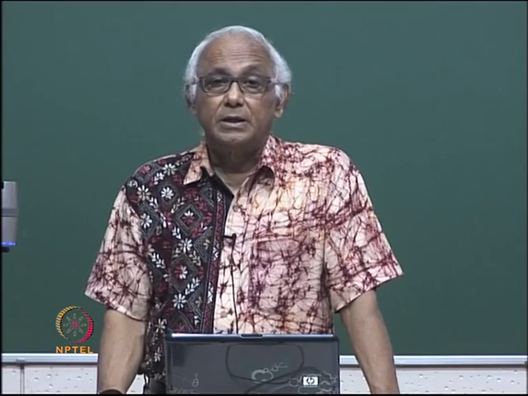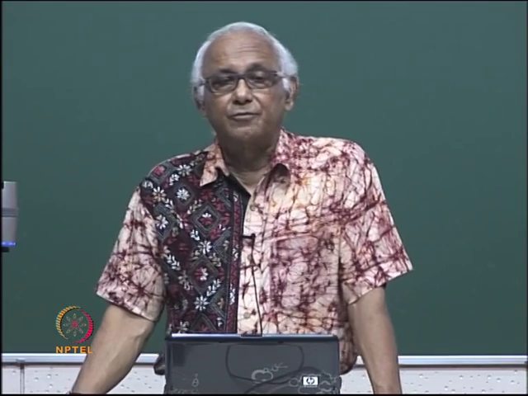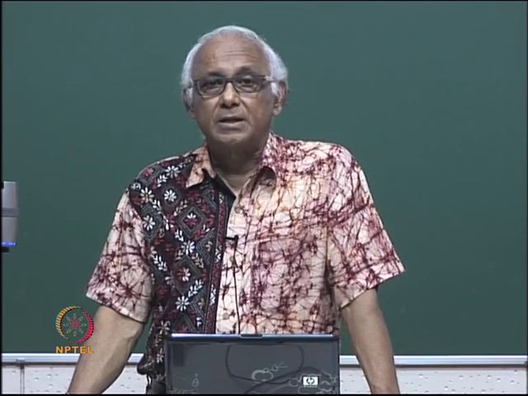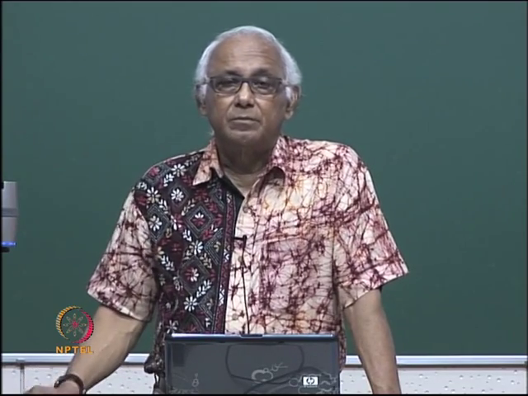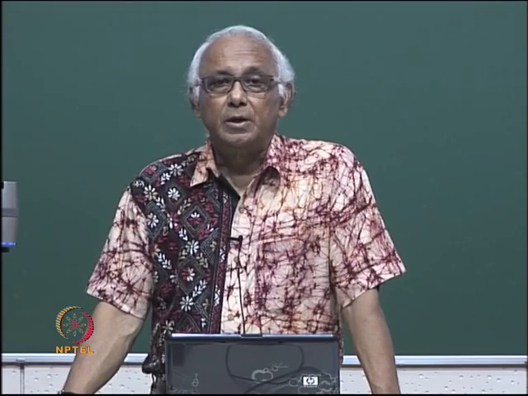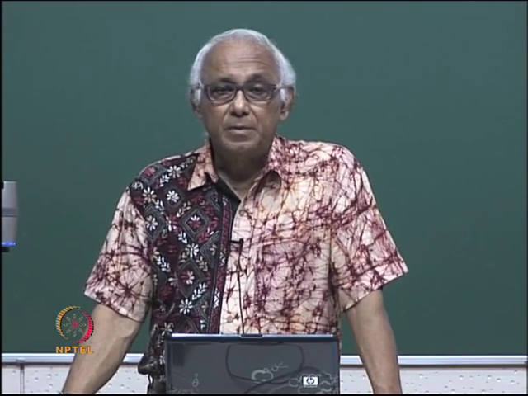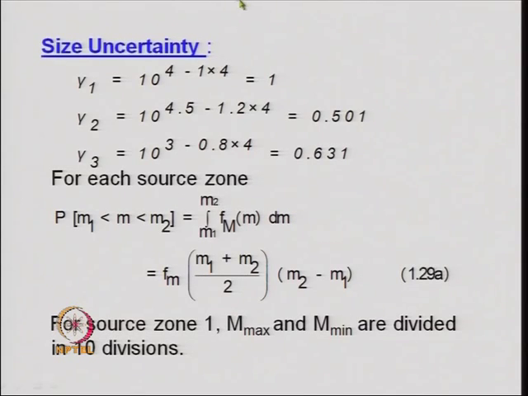magnitude of earthquake that we have specified, because the exceedance of an earthquake of certain magnitude means here that at least the exceedance would be considered for the minimum magnitude of earthquake. Now for each source zone again, we can calculate the probability of occurrence of certain magnitude of earthquake between two intervals, that is M1 and M2.